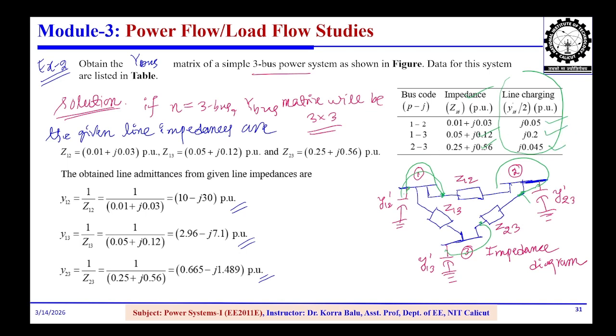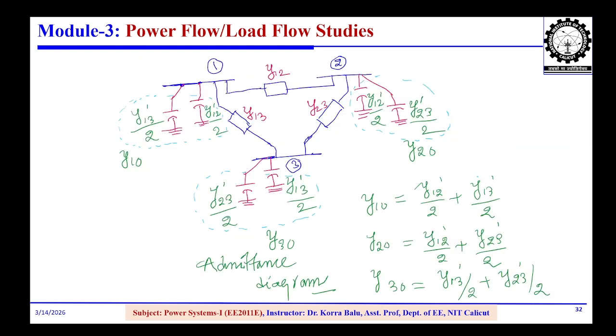The first step is we need to see the number of buses. How many buses are given? n is equal to 3. Then the size of the matrix is 3 into 3. Now convert the given line impedances to line admittances. These are the given line impedances between lines 1 to 2, 1 to 3, and 2 to 3. Then convert to the line admittances y12, y13, y23. Now after modeling this, we'll draw the reactance diagram, or we can say the admittance diagram. For example, in the diagram you'll see bus 1, bus 2, and bus 3.